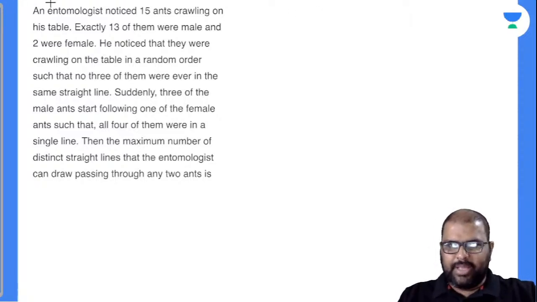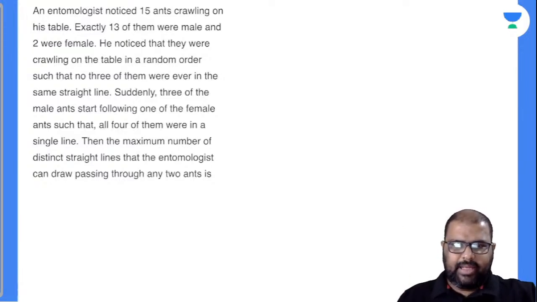Any answers? An entomologist noticed 15 ants crawling on his table. Exactly 13 of them were male and 2 were female. He noticed that they were crawling on the table in a random order, such that no 3 of them were ever in the same straight line. They are in random order.